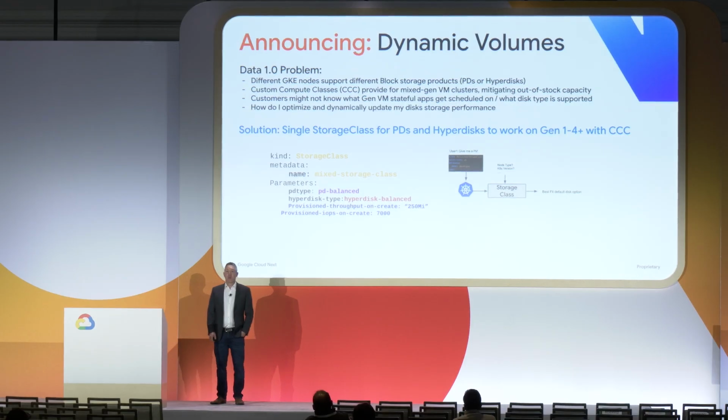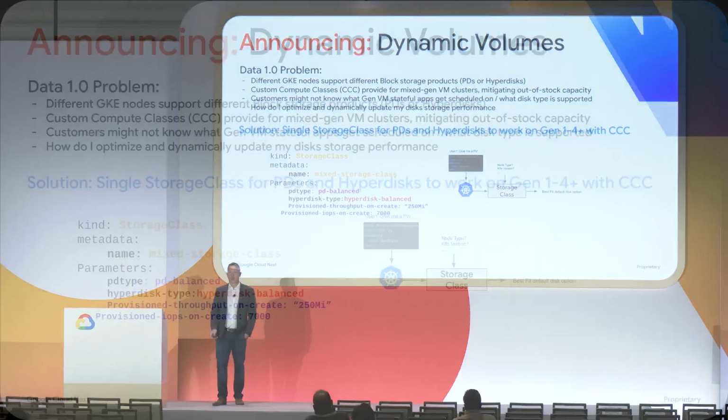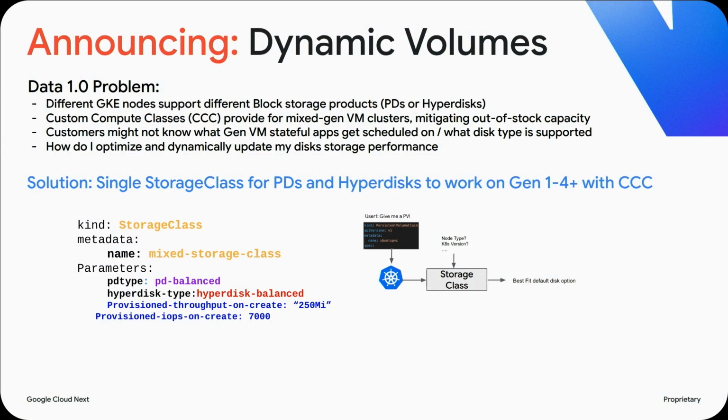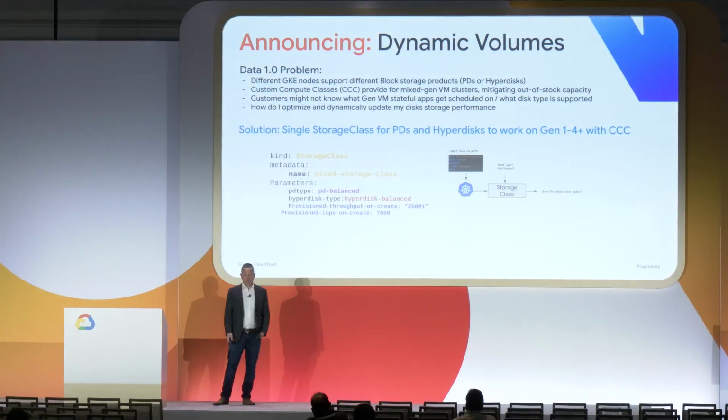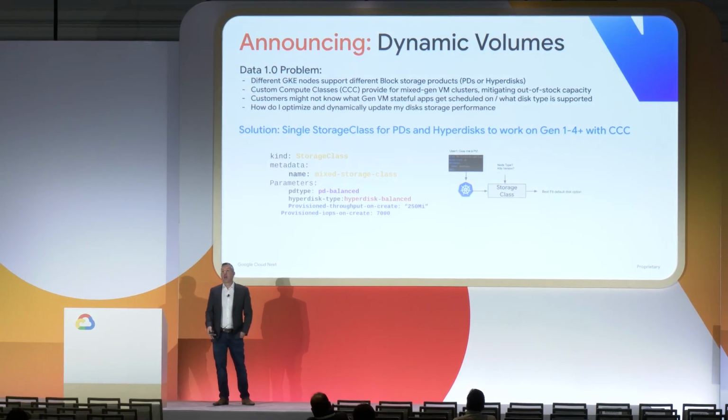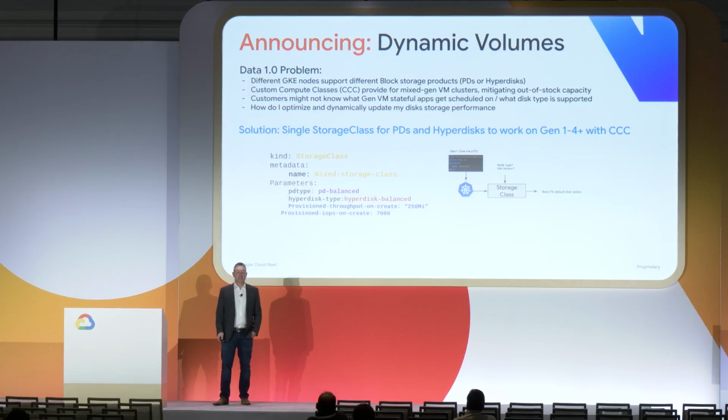One of the challenges we see, though, with block storage is the massive number of different options and solutions across Persistent Disk and Hyperdisk. GKE customers typically use custom compute classes to optimize and automatically identify the best node or VM type to run their workload based on what is available capacity-wise. But not all storage solutions work with Gen 2, Gen 3, and Gen 4 VMs. Depending on which node the pod is scheduled to run, it will need a dynamically selected block storage volume.